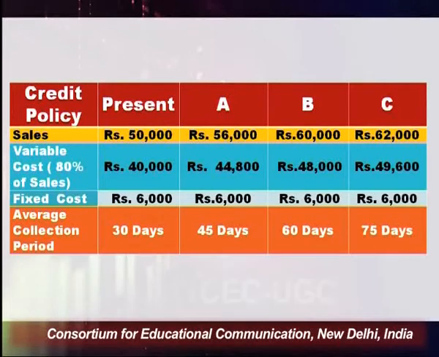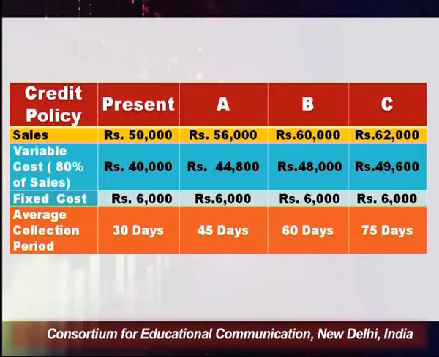The present policy of the company shows the sales, variable cost, and an average collection period of 30 days. So with the average collection period of 30 days, which is my current credit policy, I am recording sales of rupees 50,000. And the company is reporting that if we switch from the present option of 30 days to 45 days, which is known as option A, I shall be recording sales of rupees 56,000. If I further increase it to 60 days, it becomes rupees 60,000, and if I increase it to 75 days, it becomes 62,000. This is what the company is reporting.